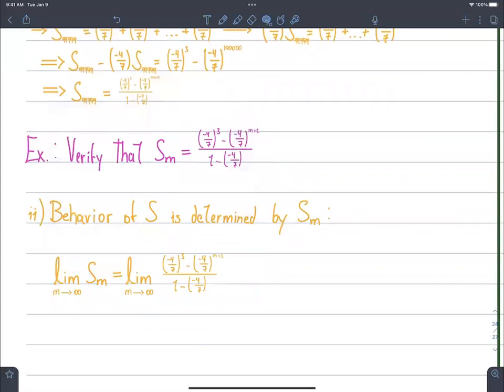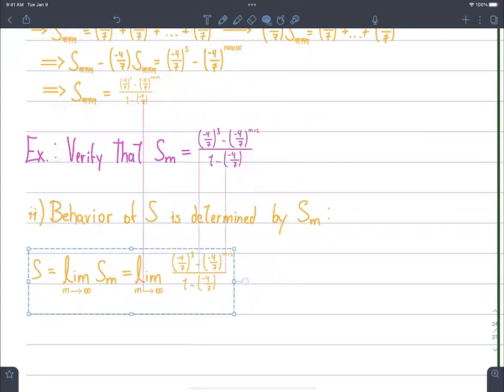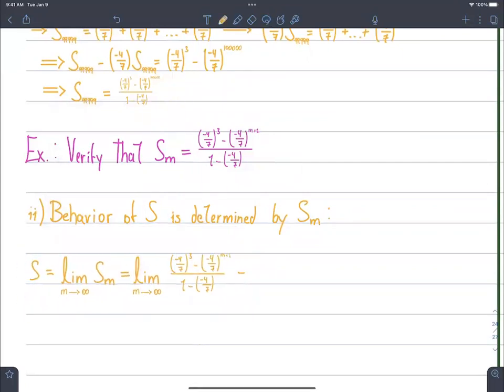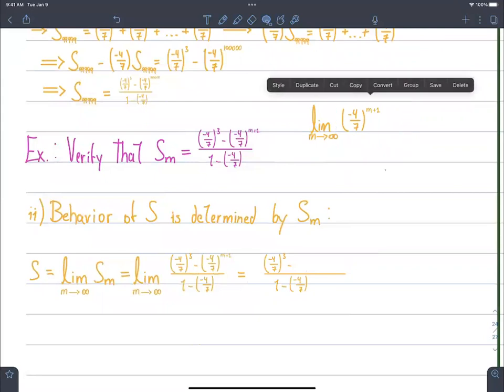Okay. And so, guys, let me write it like this. S is the limit of the partial sum sequence. And so, guys, we may use algebraic properties. Since this is constant and this is constant, the limit only cares about this. And so we may write this as this amount minus the limit as m goes to infinity of, well, this guy, right? Beautiful.